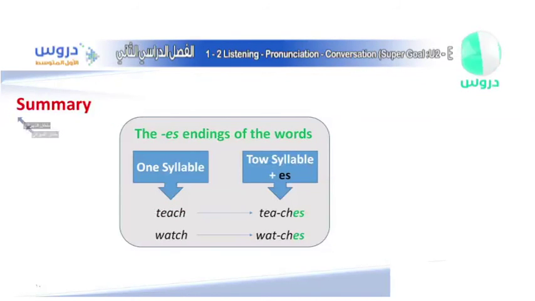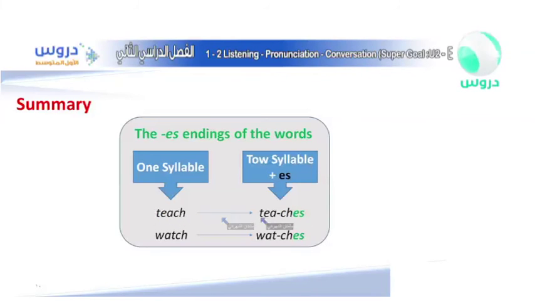So this is the summary of our lesson for today. We talked about the ES endings of the verbs. We added ES to the verbs. So without ES, it's one syllable. Teach, one syllable, okay? Watch. But when we add ES, it will be 2 syllables. It becomes 2 syllables because it becomes longer, okay?